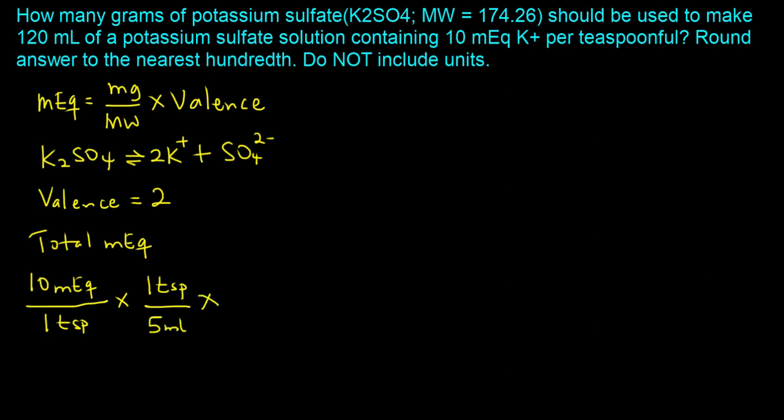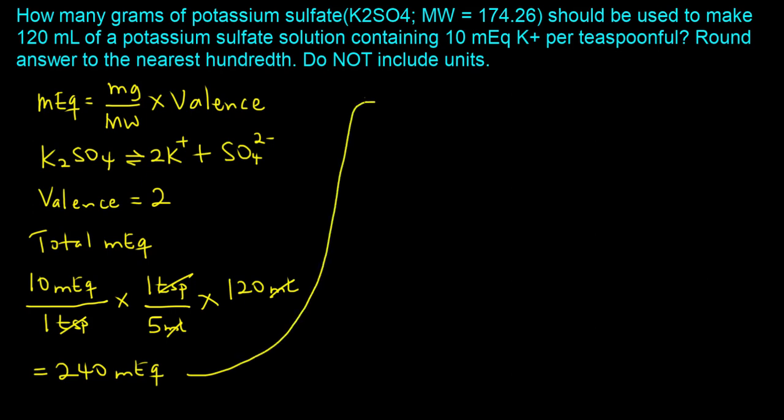And then we multiply that by the volume of the preparation, which is 120 milliliters. So the milliliters cancel out, the teaspoonful cancels out, and you have 240 milliequivalents. So we can now go ahead and substitute all the values into the equation. We have 240 being equal to the weight of substance in milligrams divided by the molecular weight, which is 174.26. And then we multiply that by the valence, which is 2.